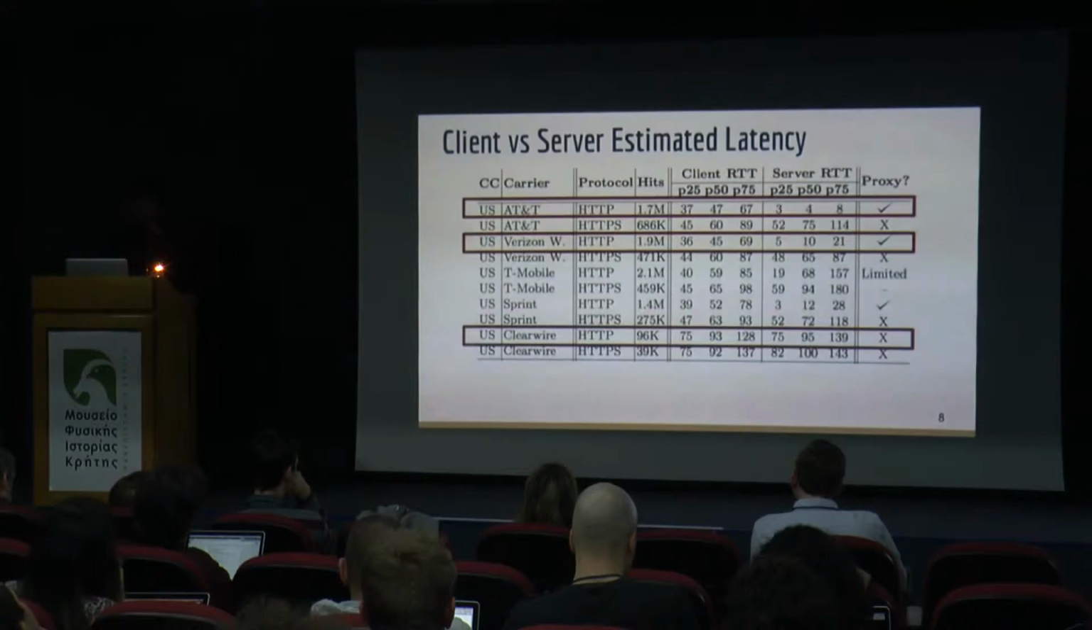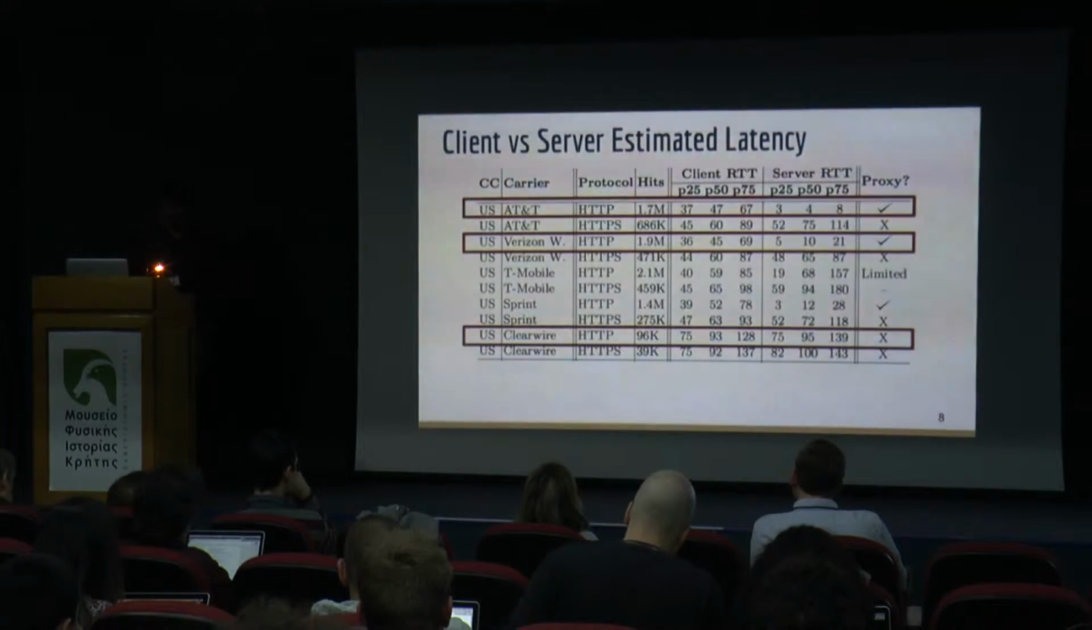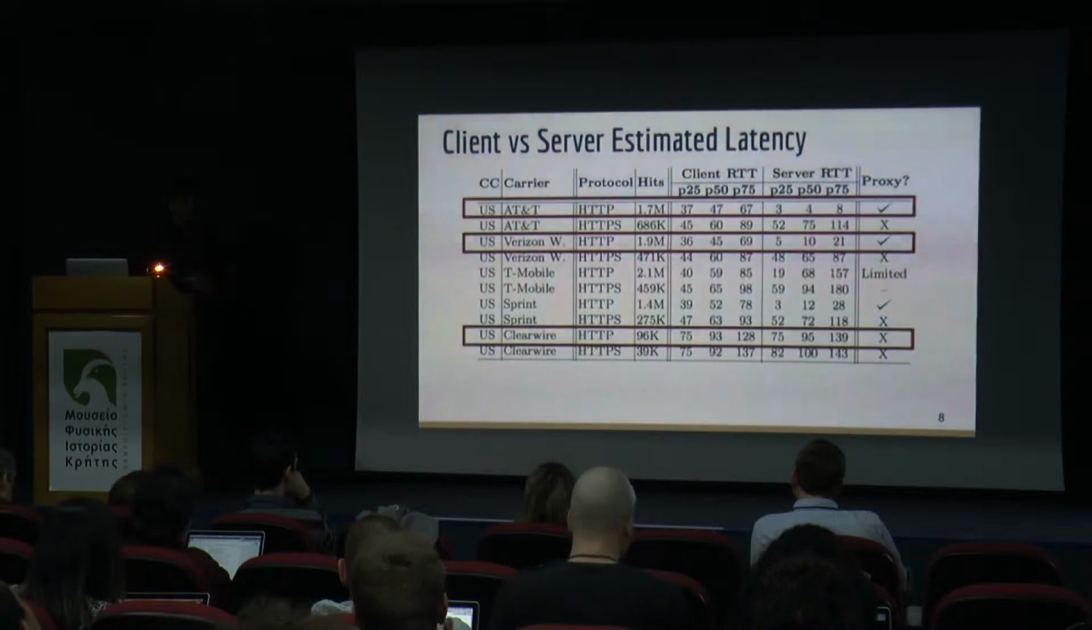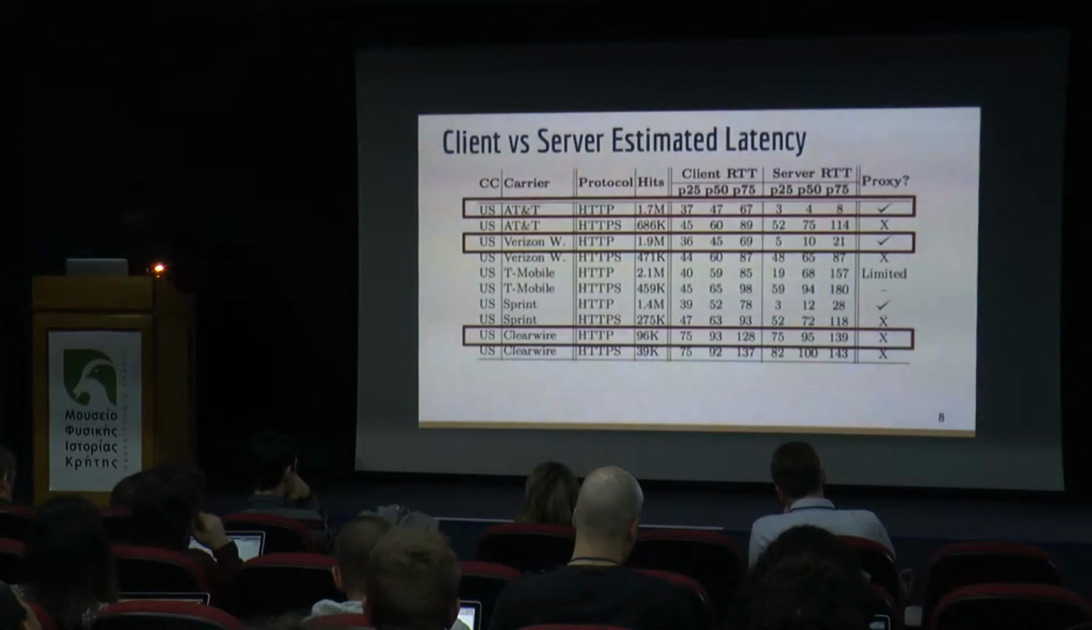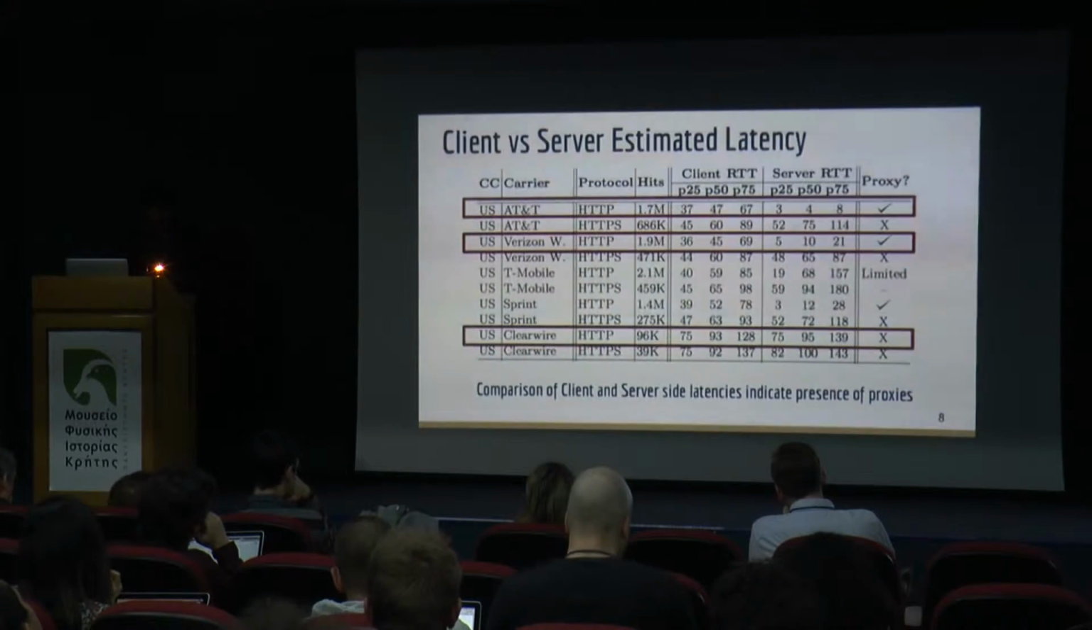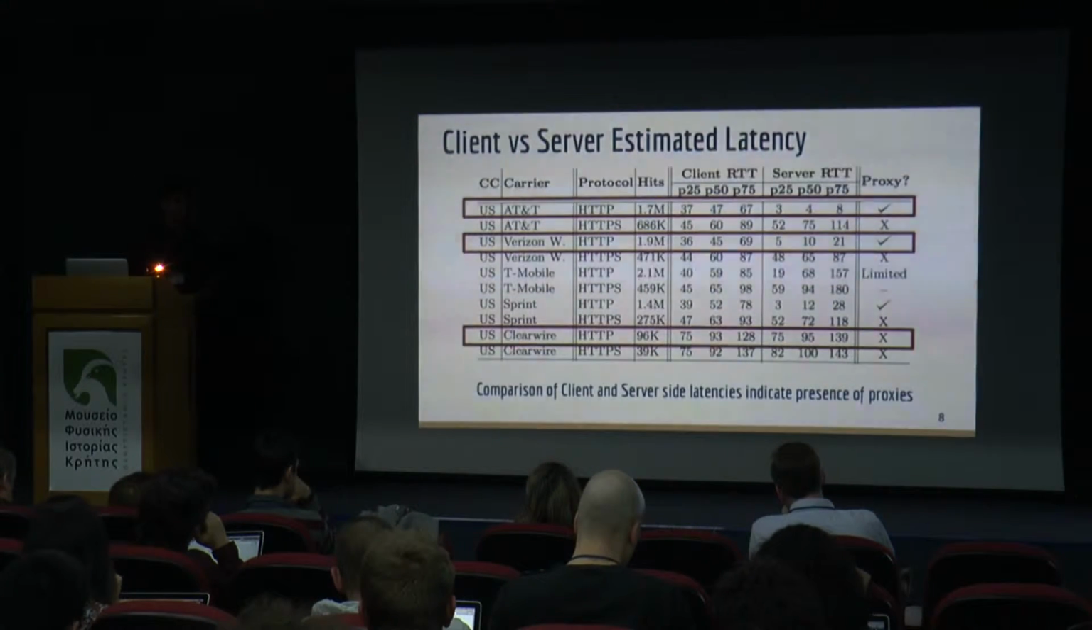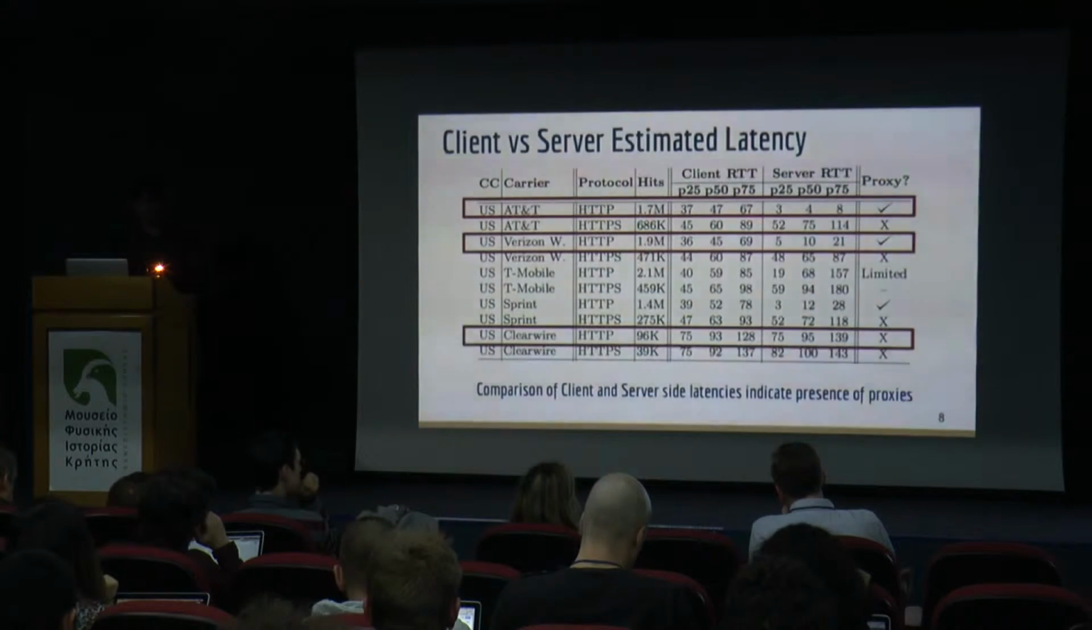In Clearwire, for example, we see that server RTT is very similar to client RTT, indicating that there is an end-to-end connection for all HTTP sessions. So a comparison of client and server RTT can indicate whether there's a proxy deployed by a cellular ISP or not.